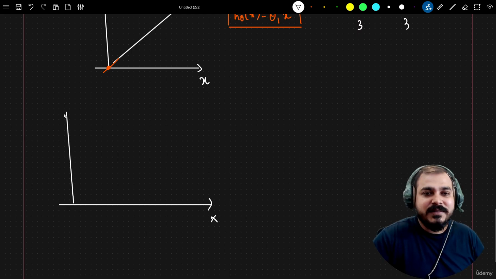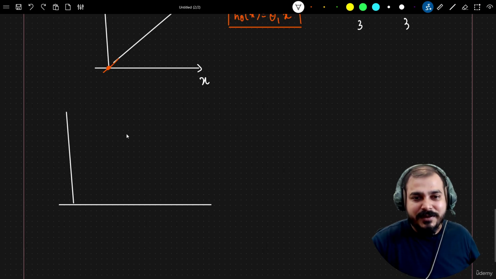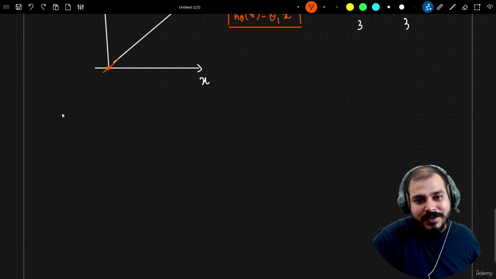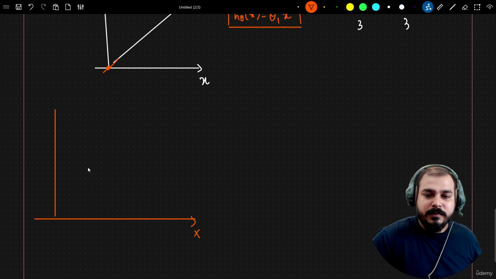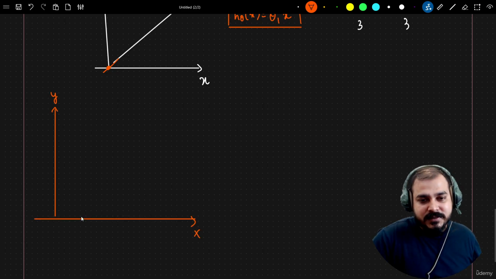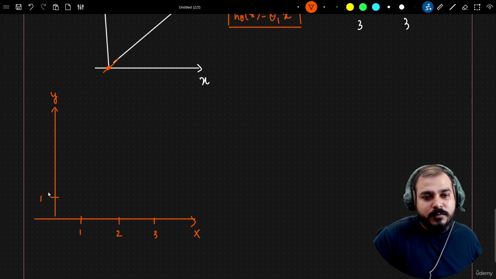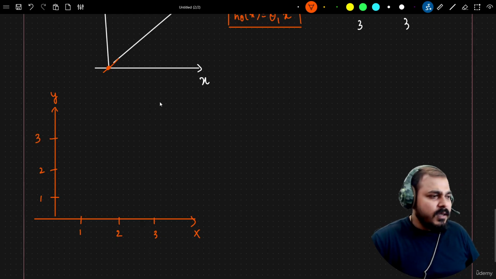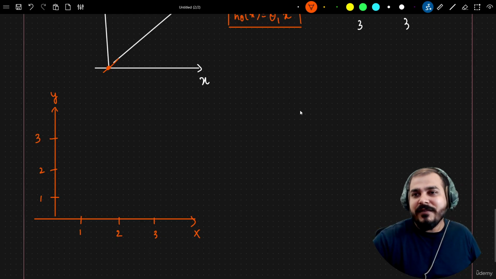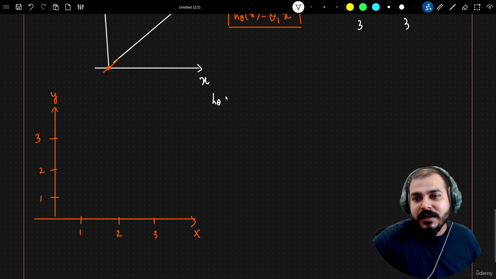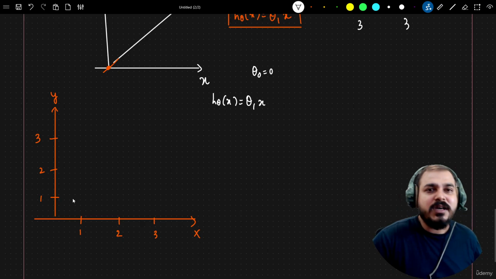Okay, this is my X, this is my Y. Let me create it a little bit straight so that it looks good. Let's say these are my values: 1, 2, 3 for X, and with respect to X, for Y also I have 1, 2, and 3. Okay, now let's start. And obviously everybody knows the equation. It is nothing but h theta of x is equal to theta 1 multiplied by x. Why? Because theta 0 is equal to 0, since we are considering that it passes through the origin.